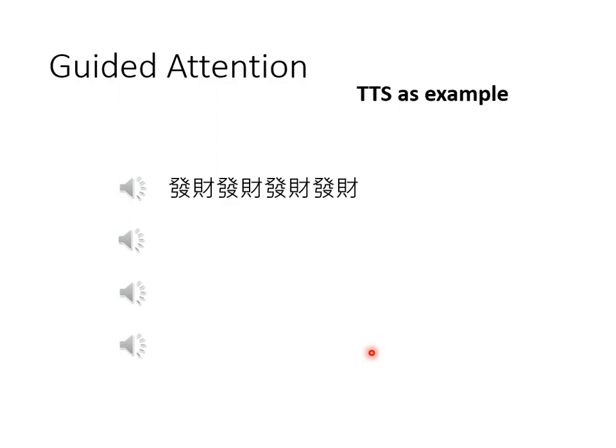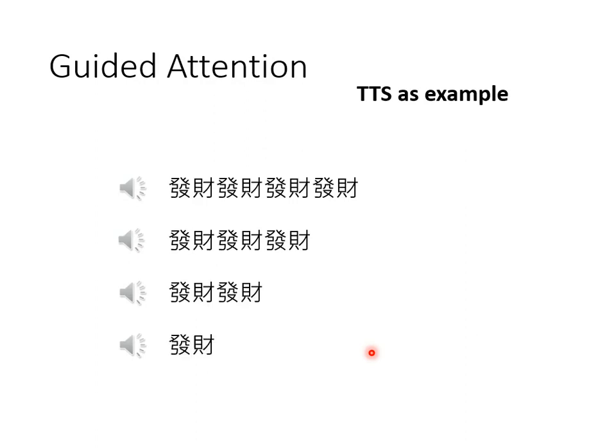Then, you let it say fa chai 3 times. Fa chai, fa chai, fa chai. It's also fine. Then, you let it say fa chai twice. Fa chai, fa chai. It's also fine. Then, you let it say fa chai once. Chai, chai, chai, chai. Why didn't it pronounce fa?